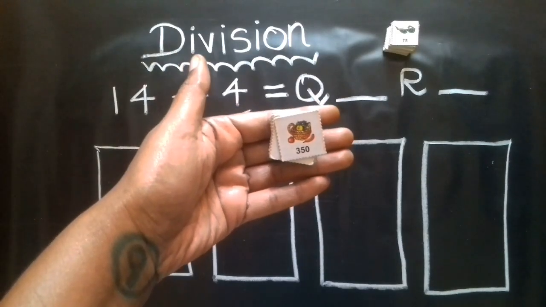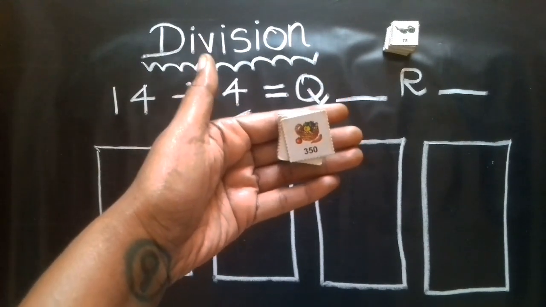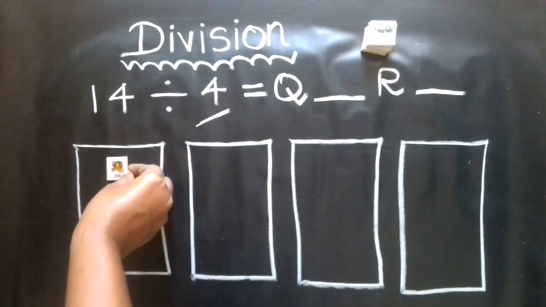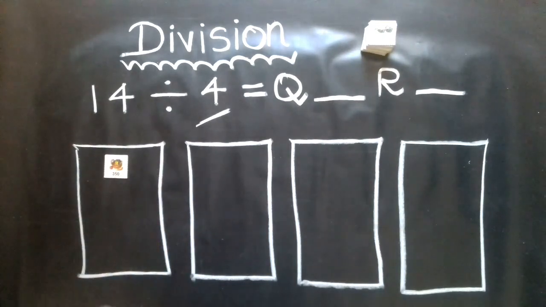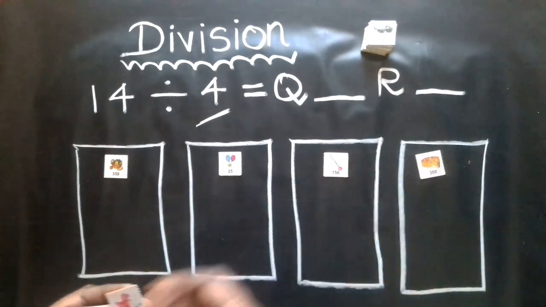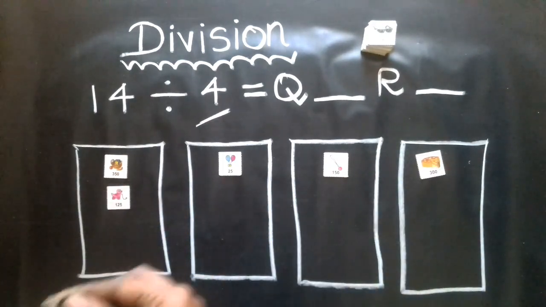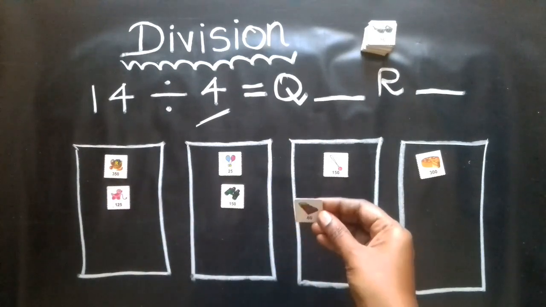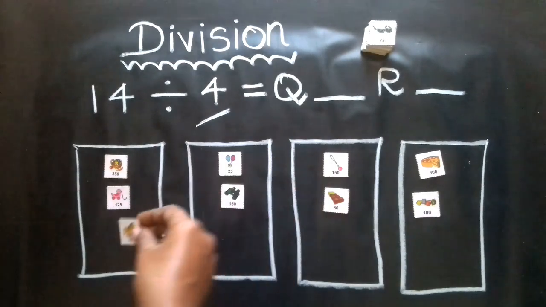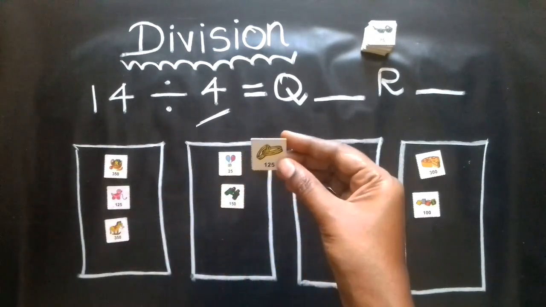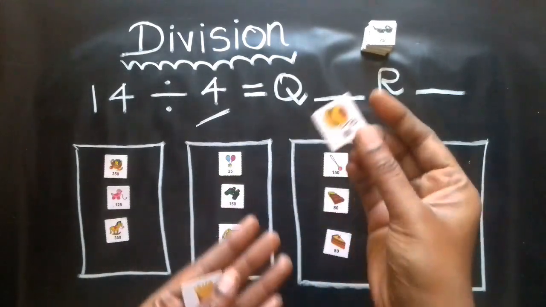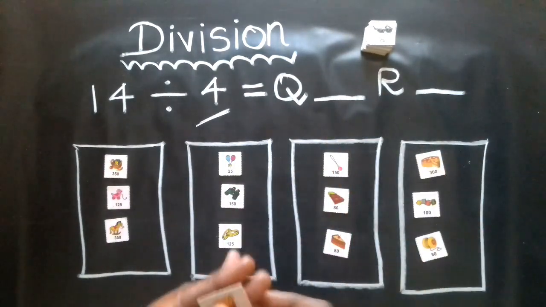Now we are going to equally distribute this 14 cards among the 4 groups. Now let's distribute this card equally among 4 groups. So 1, 2, 3, 4, 5, 6, 7, 8, 9, 10, 11, 12.